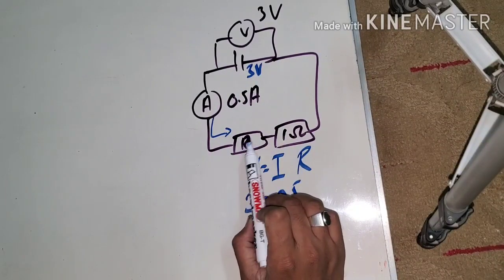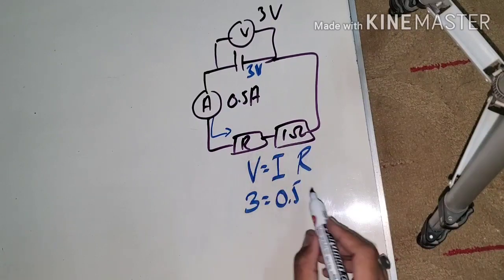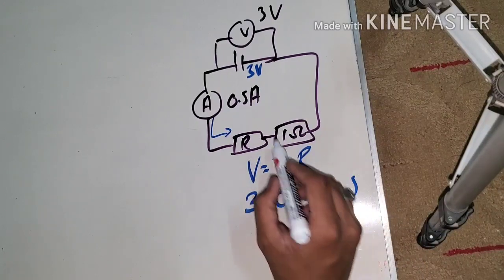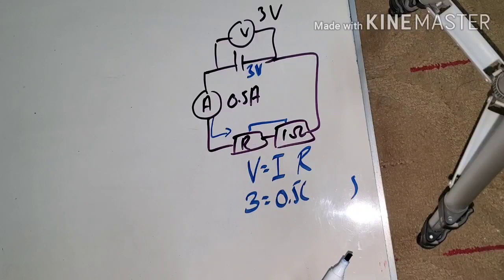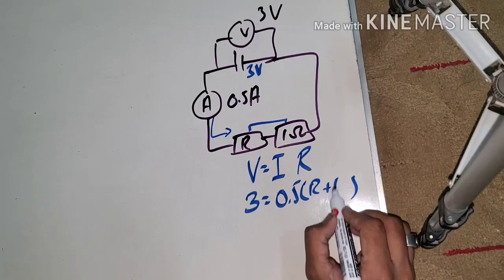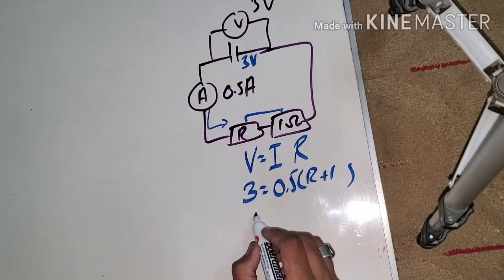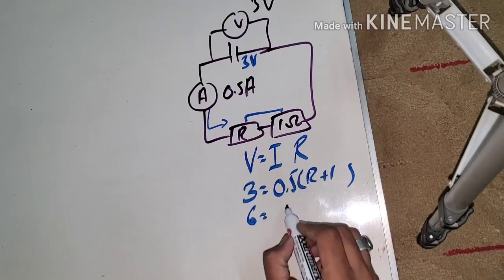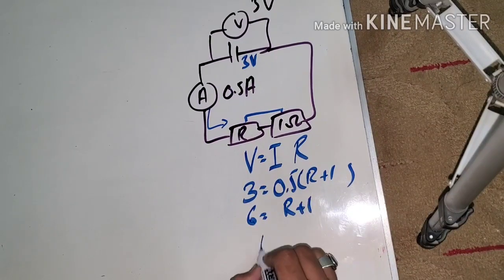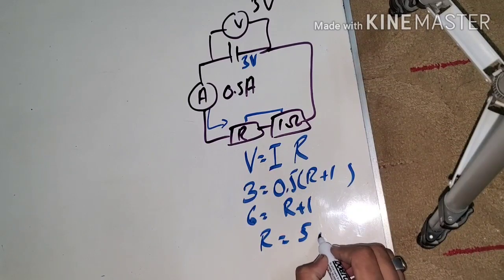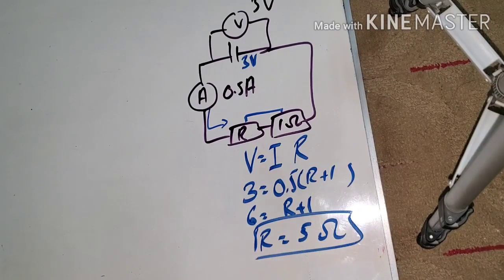But as you can see, both resistors are in series, so I'm going to put the equivalent, which will be R plus 1. With a simple solution, it will be 3, and by subtracting I will be able to calculate the resistance, which is 5 ohms.